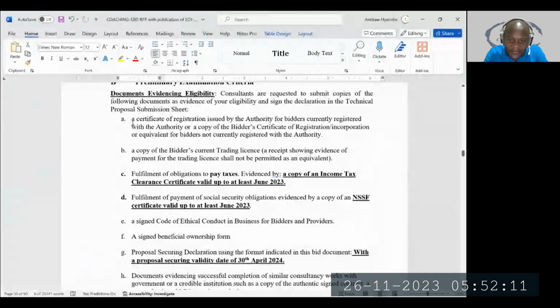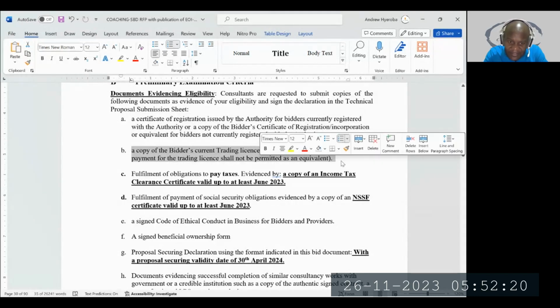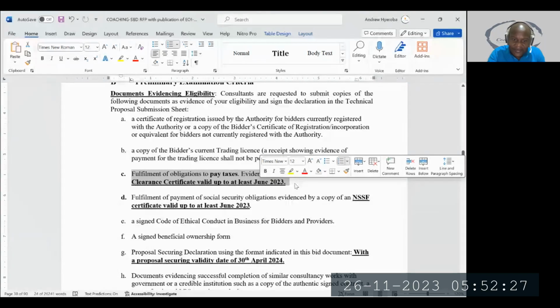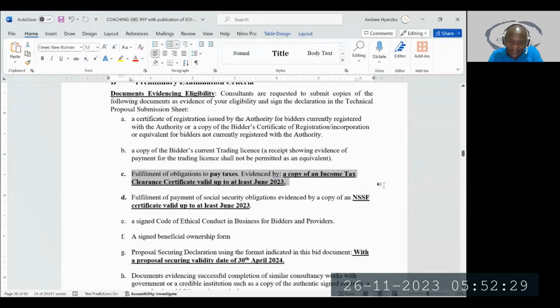We will have the following. You must have a certificate of registration issued by the authority for bidders, that is PPDA. You must have a current trading license submitted. You must have requested for an income tax clearance certificate valid at least up to June 2023. So this is another requirement. And then an NSSF certificate valid up to June 2023. All these should be requested for and provided for.